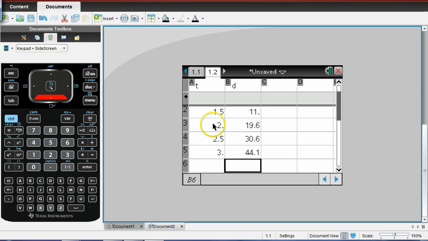So make sure that your numbers line up here, that you don't have the 3 down here with nothing next to it, otherwise you'll also get an error when we try to graph this.